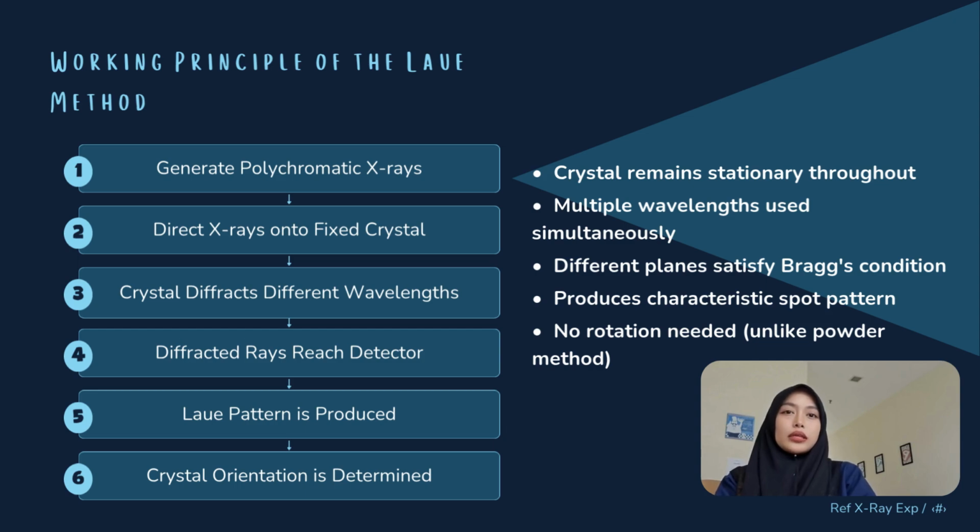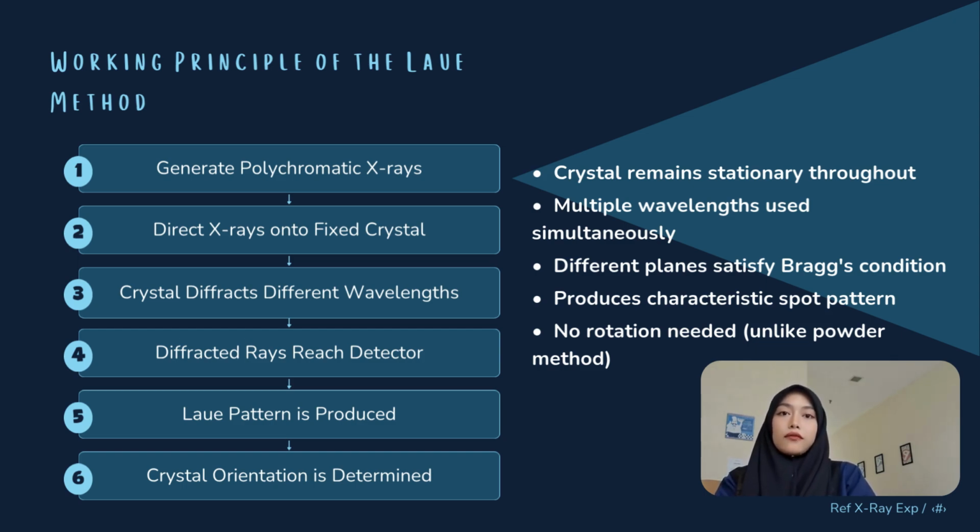Since the X-rays contain multiple wavelengths, different sets of crystal planes satisfy Bragg's condition at the same time. As a result, the crystal diffracts different wavelengths in different directions. These diffracted beams are then detected by the detector or film, producing a unique Laue spot pattern. This spot pattern provides information about the crystal orientation.